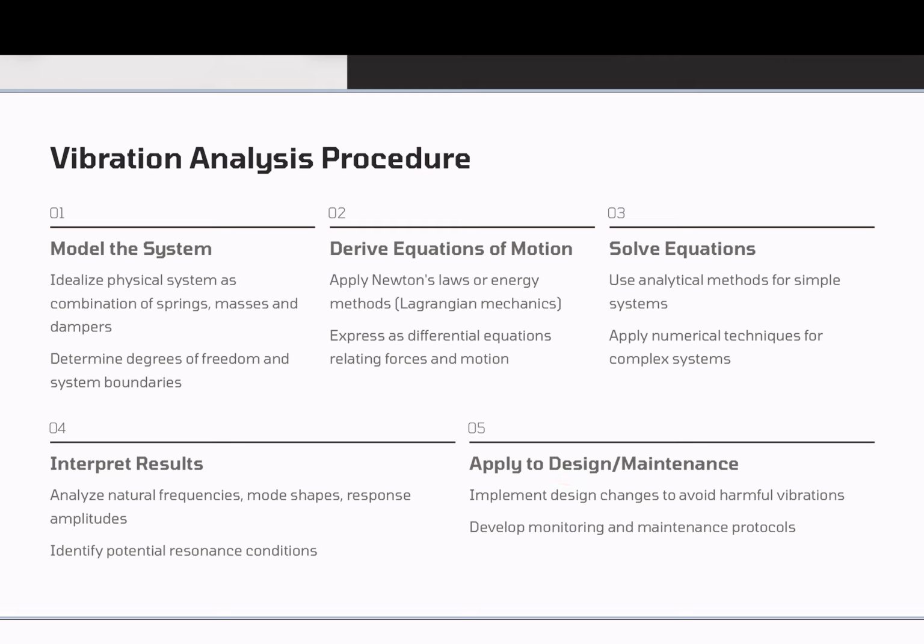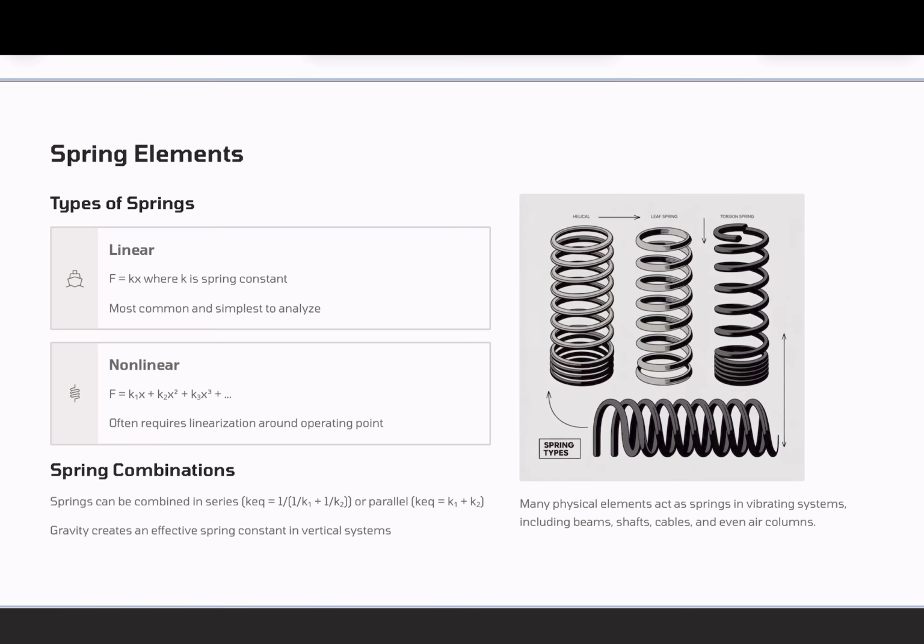That means making changes in the system to avoid harmful vibration, or setting up a monitoring protocol to ensure safety during the operation. Now let's look at one of the key elements in a vibration system, the spring. The spring provides a restoring force that brings a system back toward equilibrium when it's displaced.